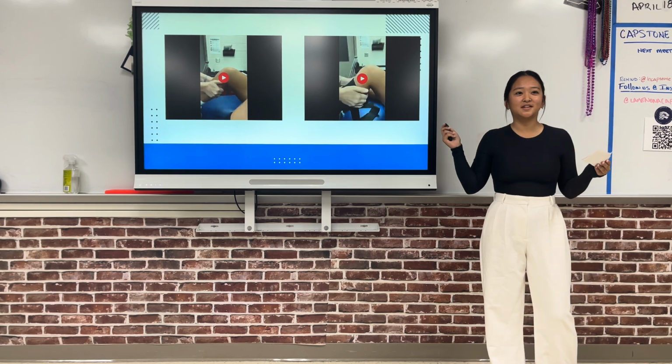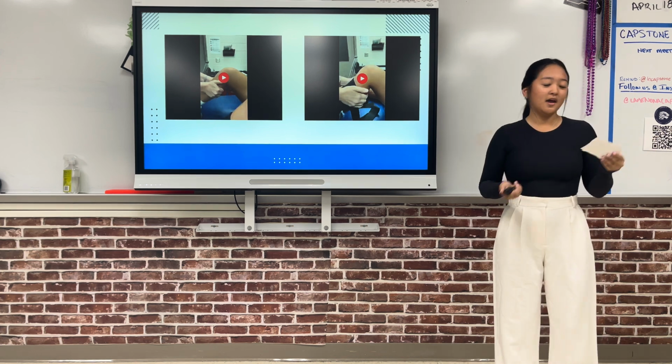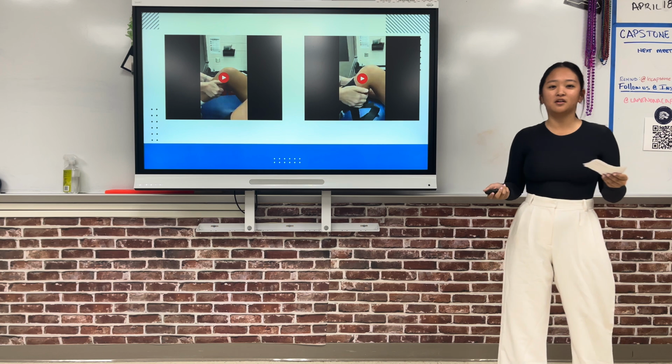In this video, you can see the knee shifting as if it's wobbly and moving with no support. This is what a complete tear of the ACL can look like.